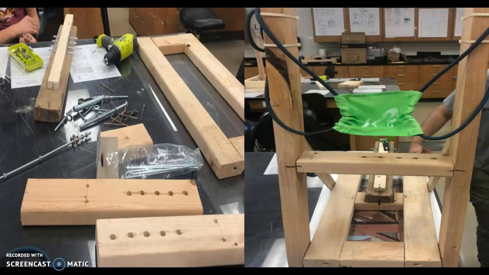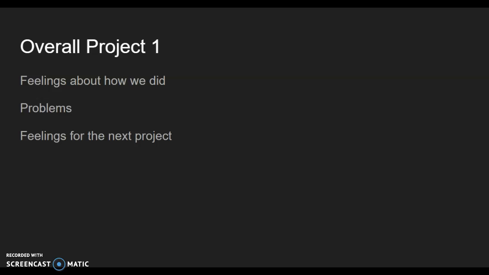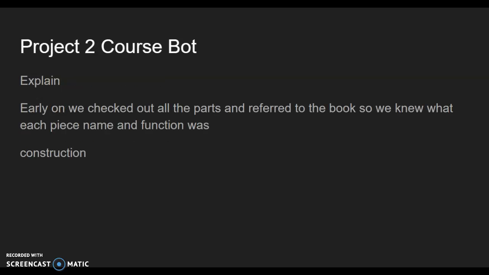Yeah, nobody really had any problems with each other. So going into the next project, we felt pretty comfortable with the group that we had. And obviously, at the start of the next project, we could change groups, but we ultimately decided not to. And this goes into project 2, which was the course bot.